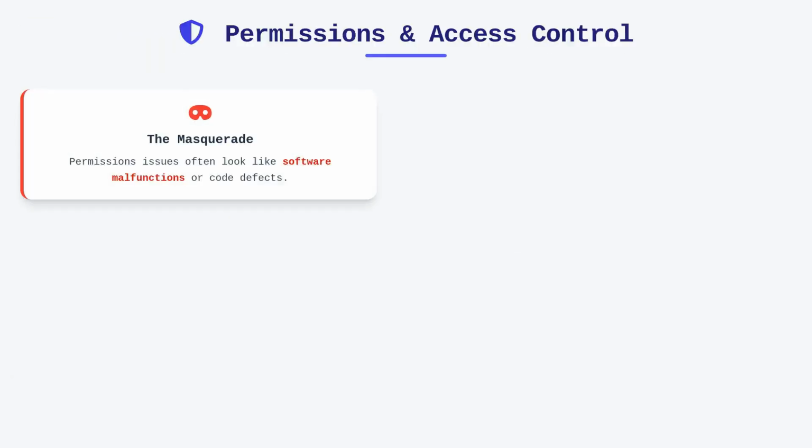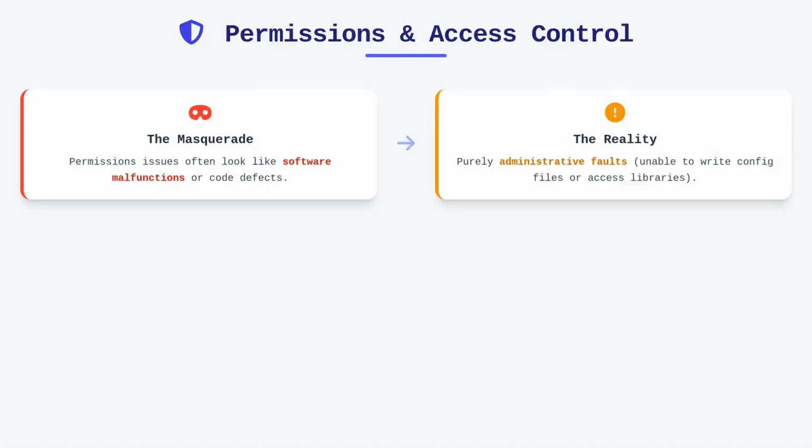Permissions issues, whether governed by NTFS access control lists or POSIX modes, frequently masquerade as software malfunctions. If an application cannot write to a configuration file or access a dependency library, the result is often a cryptic error message that suggests a code defect when the fault is purely administrative.